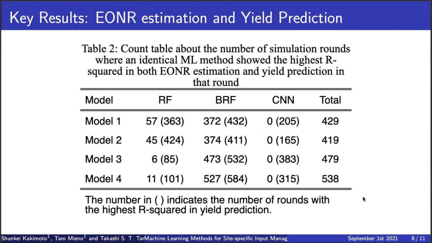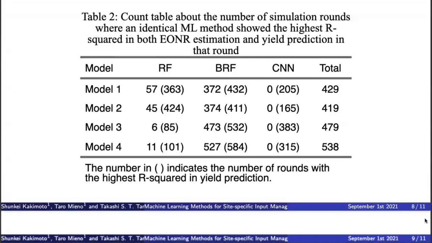For example, in model 1, random forest attained the highest R-squared for yield prediction 363 times, and out of those simulation rounds, random forest attained the highest R-squared for EONR estimation 57 times. If the model with the highest yield predictive performance is likely to result in the highest EONR estimation performance as well, the two numbers should be close. However, overall, there is no such consistent relationship between these numbers.